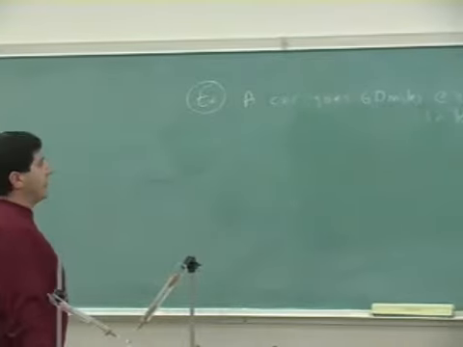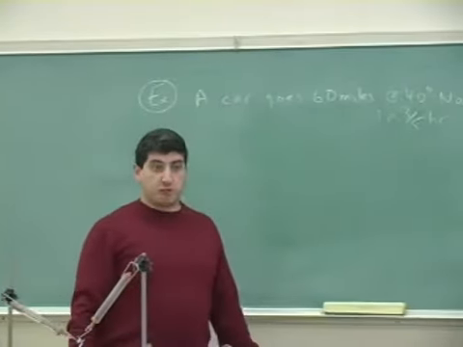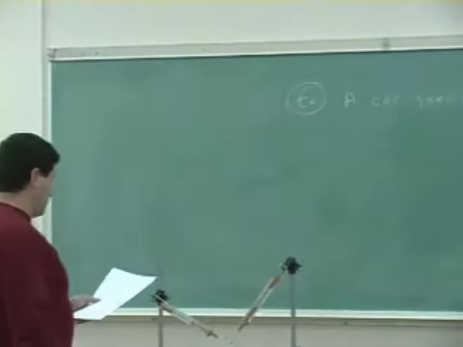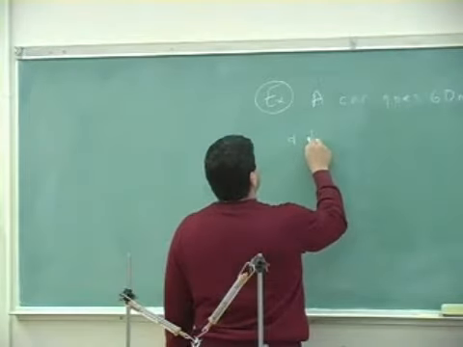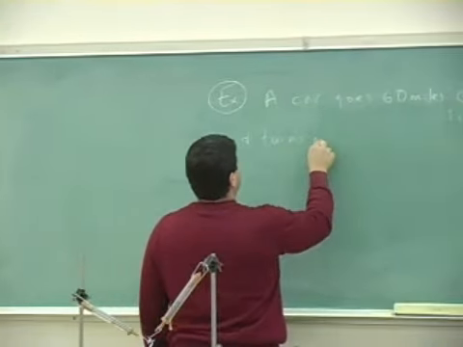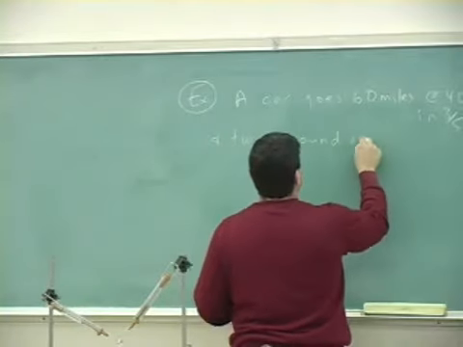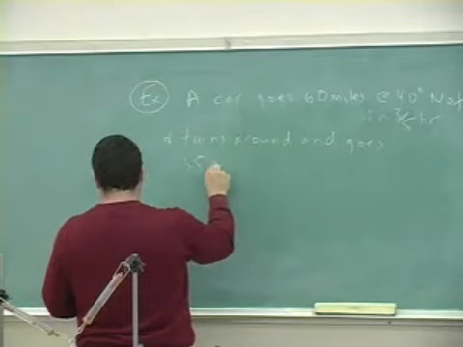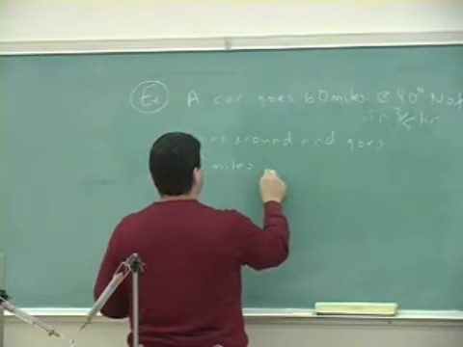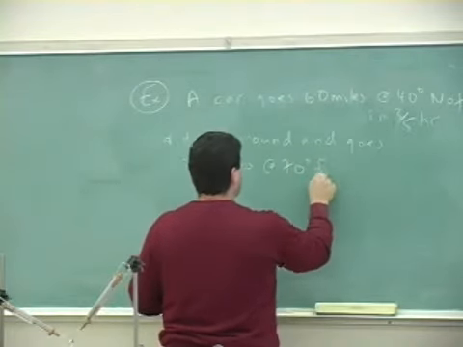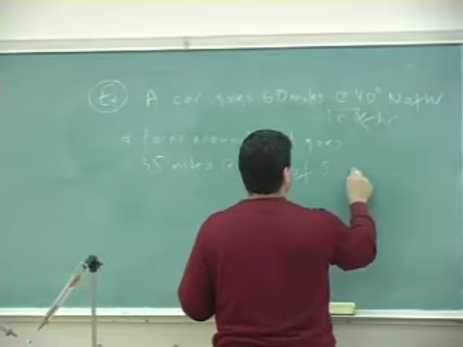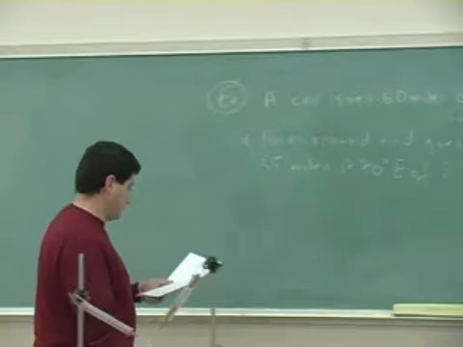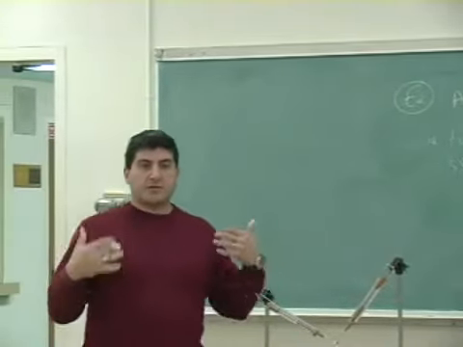I'm going to say a car goes 60 miles at 40 degrees north of west in 3/5 of an hour, and turns around and goes 35 miles at 70 degrees east of south in 5/12 hour. And I'm going to ask several questions on this.